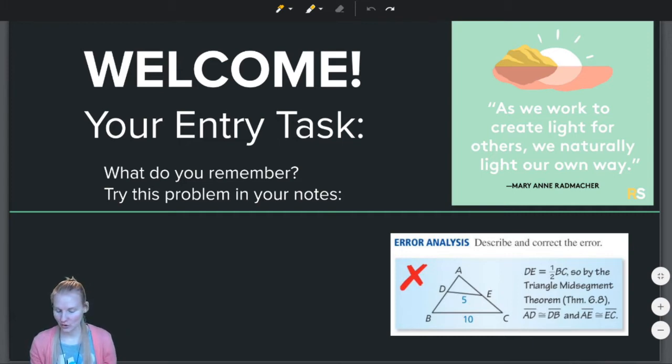So we are asked to describe and correct the error in this problem. Someone has done something wrong and we need to figure out what it is. Because DE equals 1/2 of BC, we can see that DE is 5 and BC is 10. So, by the triangle midsegment theorem, that must mean that AD is equal to DB and AE is equal to EC. Well, hang on a second.